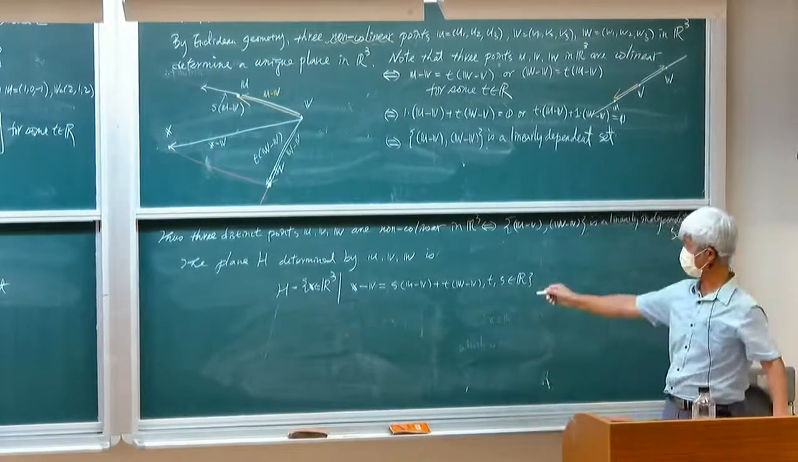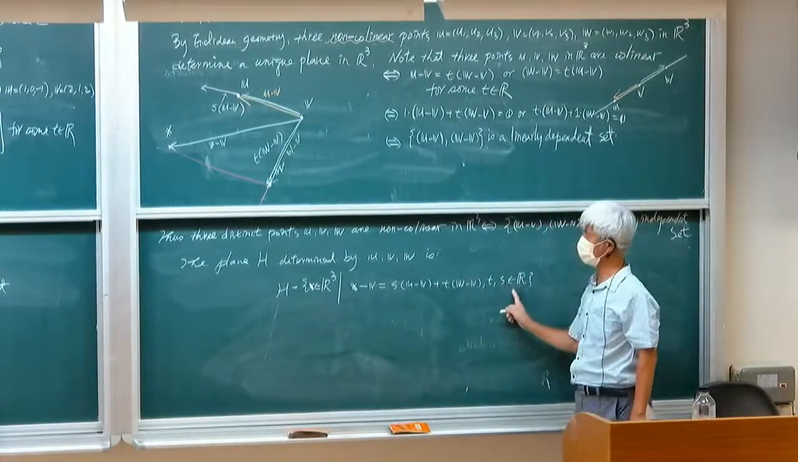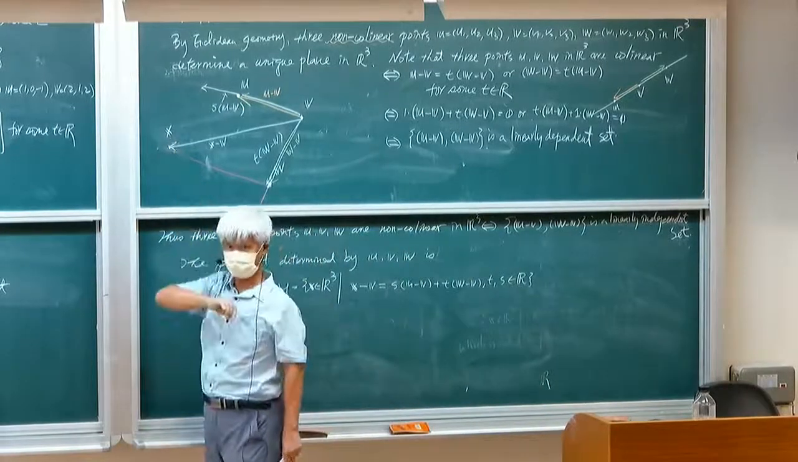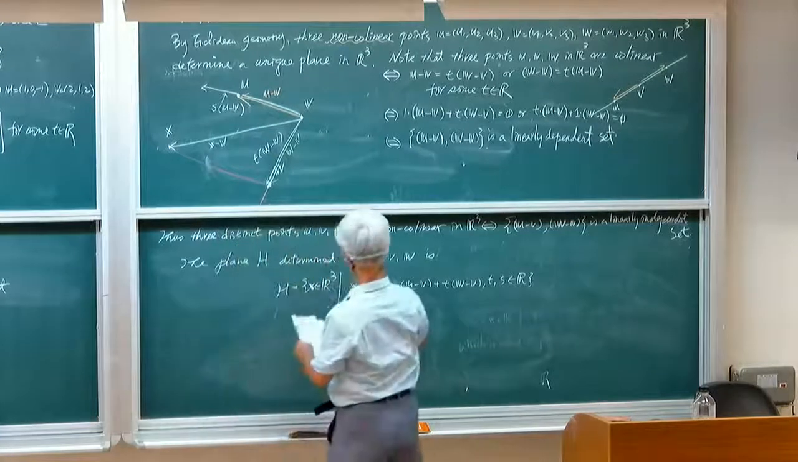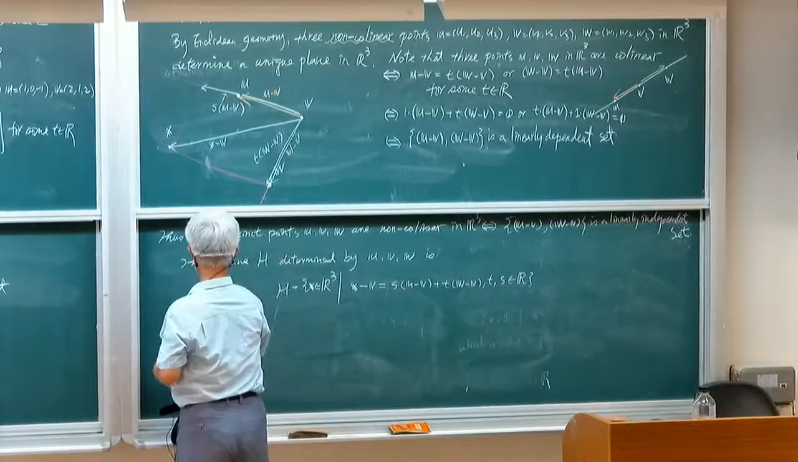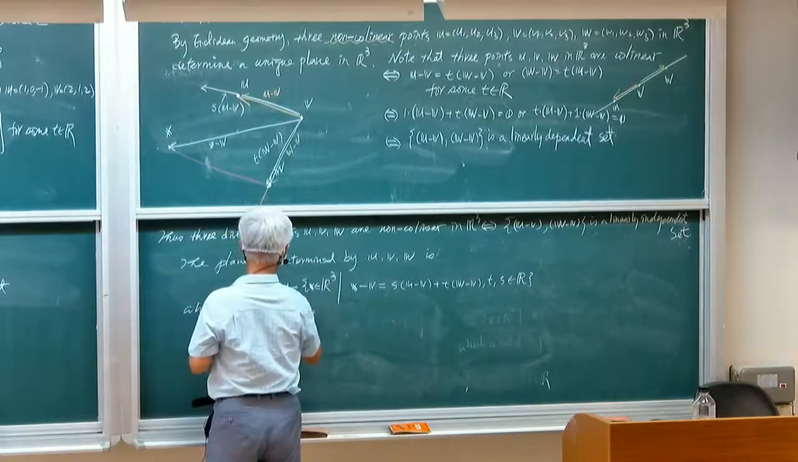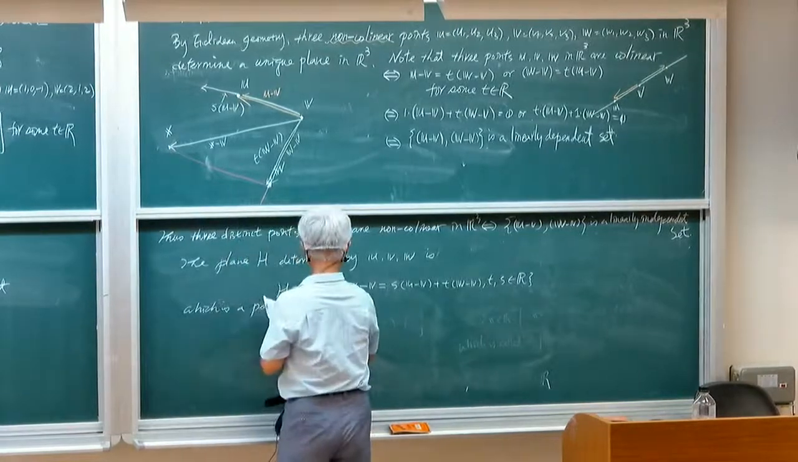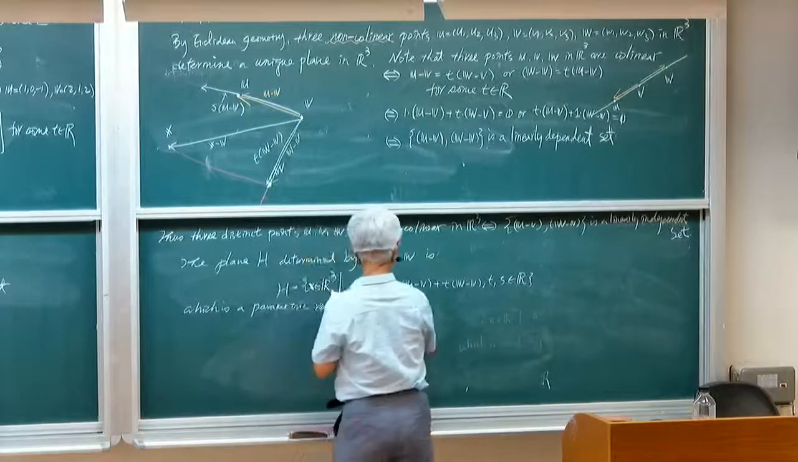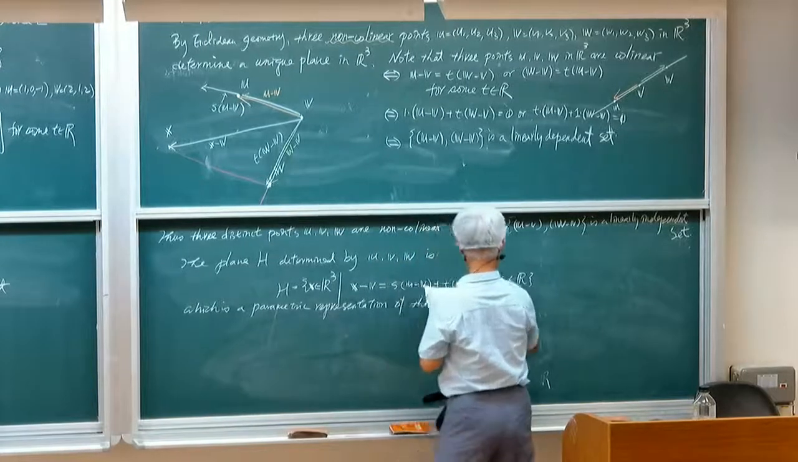All right, so when we vary s and t over all the real numbers, then we can find all the points on the plane. And this is a parametric representation of the plane in R3.